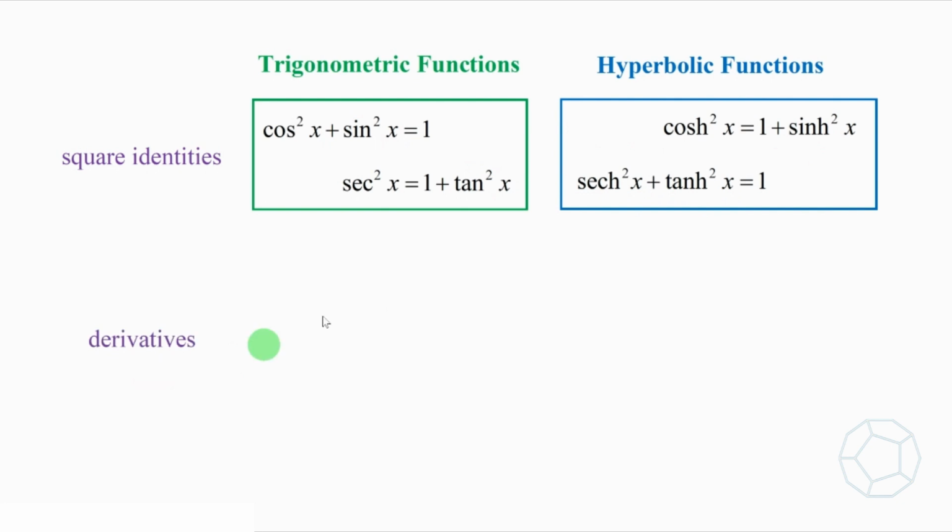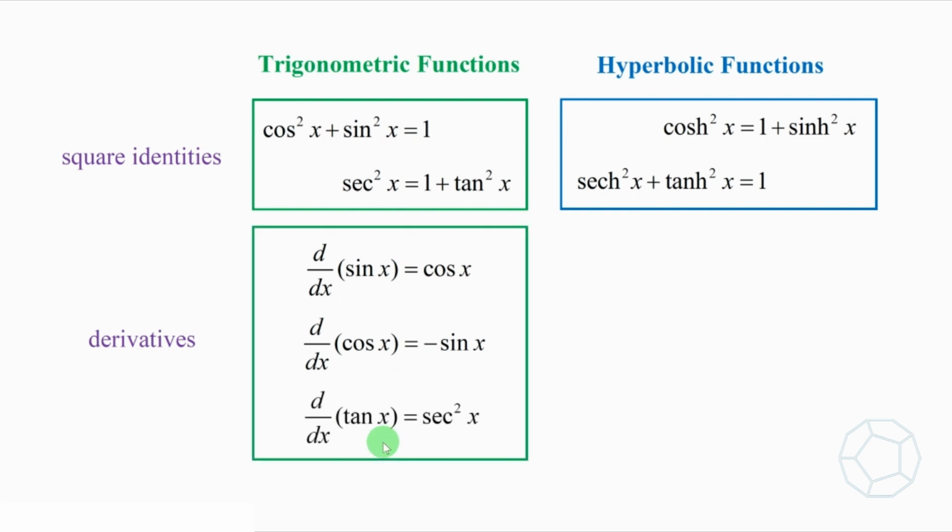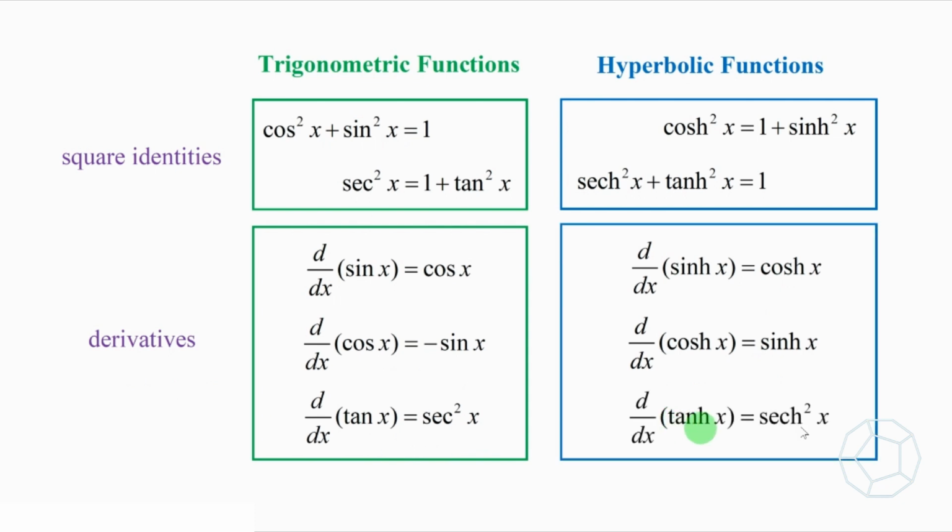For the derivatives, we know that differentiate sine is cosine, differentiate cosine is negative sine, and differentiate tangent is secant square. Likewise, the derivatives of hyperbolic functions are differentiate hyperbolic sine is hyperbolic cosine, differentiate hyperbolic cosine is hyperbolic sine, and differentiate hyperbolic tangent is hyperbolic secant square.